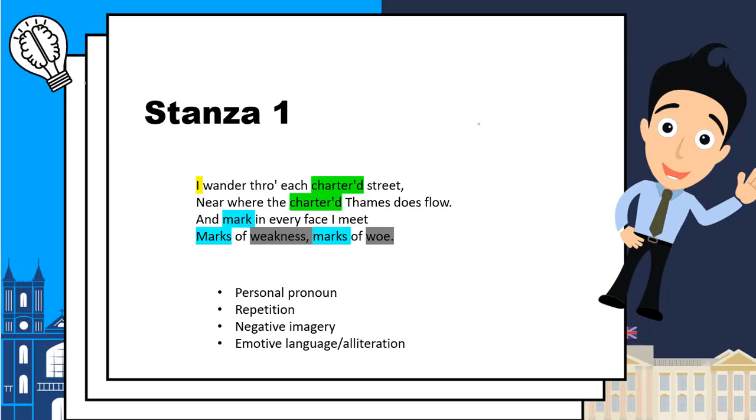And then we have some alliteration. Weakness, war. Again, very emotive language. Marks of weakness, marks of war. So again, the alliteration. Remember, whenever we see repetition, and it happens twice in this one stanza, repetition is always used to emphasize. So it's a hint when analyzing and looking at a poem. If we say repetition, straight away we've got the start of a line. The writer uses repetition to emphasize, and then the problem is we have to work out what he's emphasizing, but we know it's there for a reason. So we have personal pronouns, repetition, negative imagery, emotive language, and alliteration.